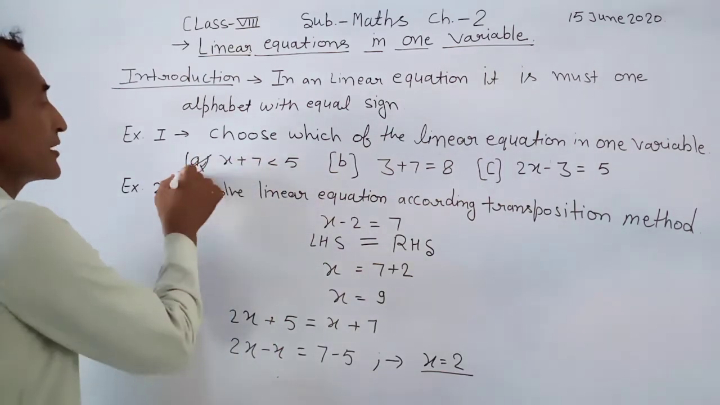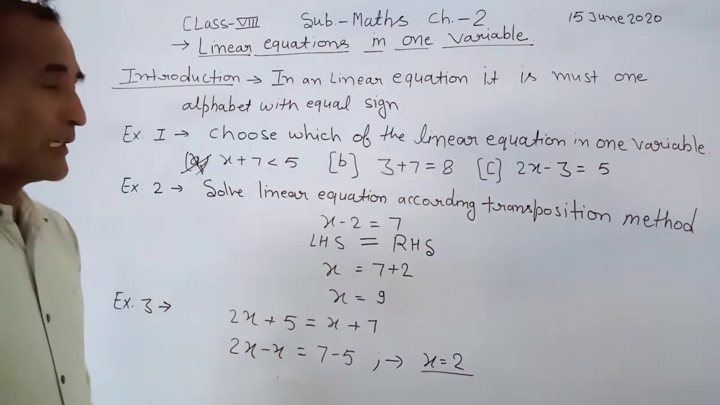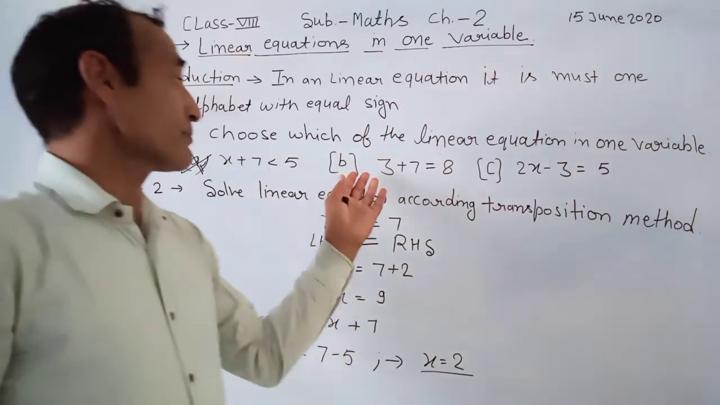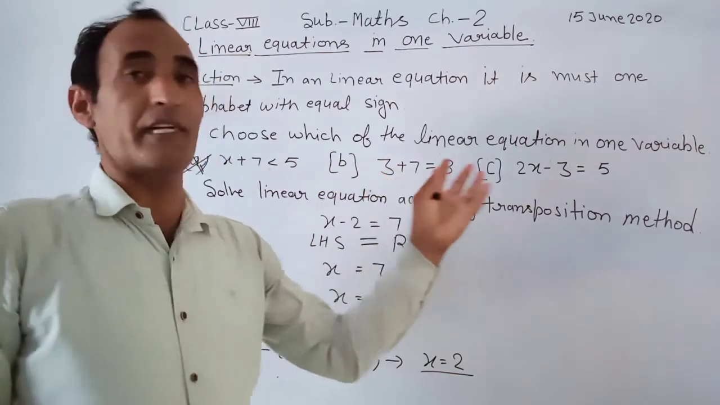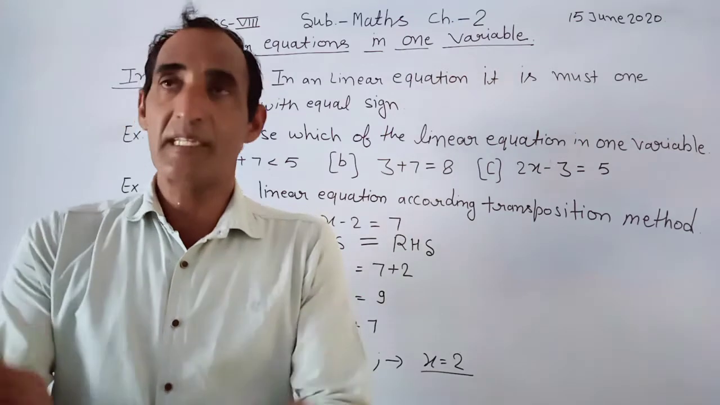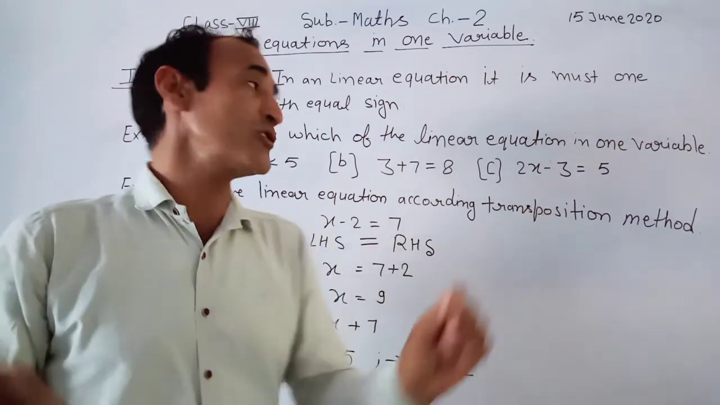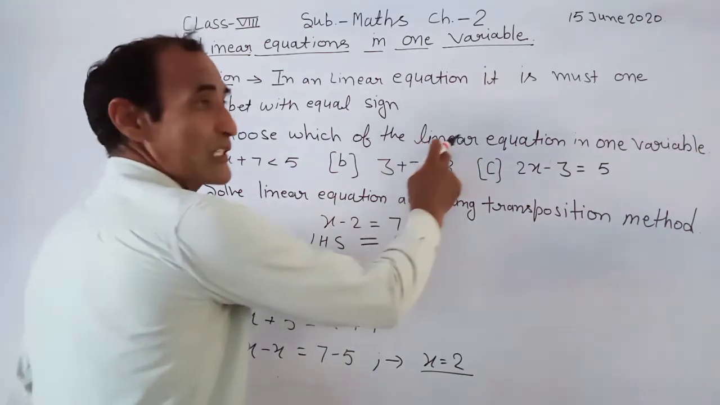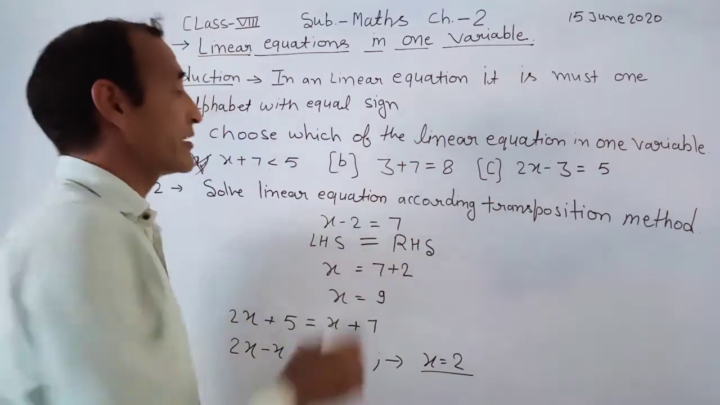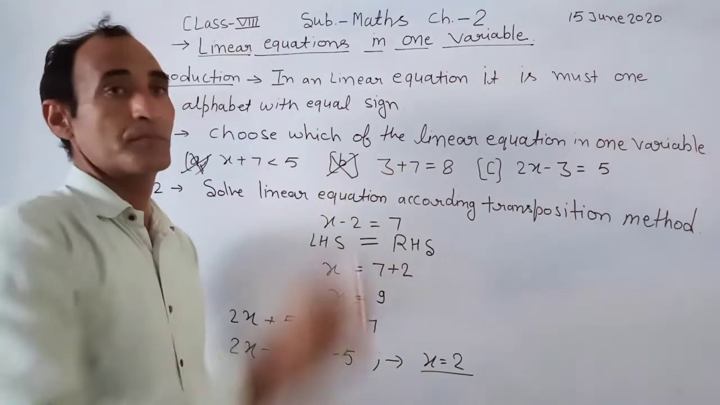So it is not a linear equation. Second, B: 3 plus 7 equals 8. Is it a linear equation? No, it is not a linear equation because it has an equal sign but no alphabet. So it is not a linear equation.